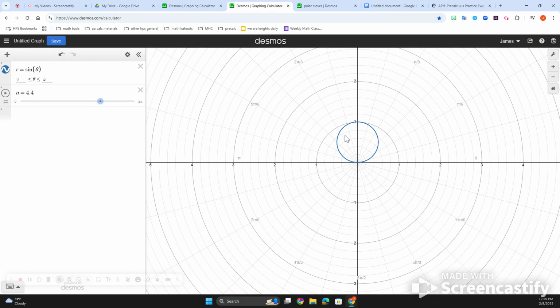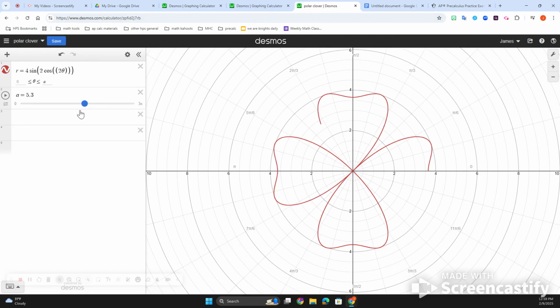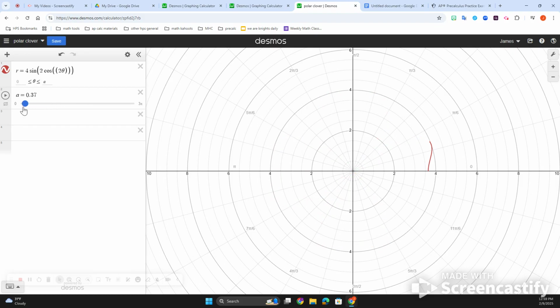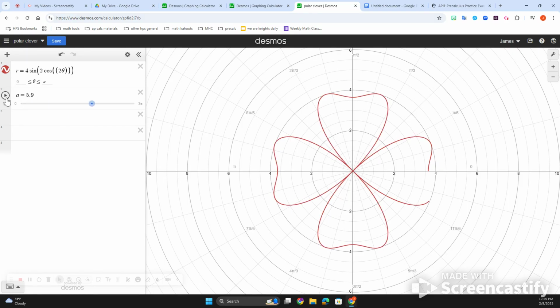Now, why is this useful to know? Well, not everything's quite so simple as sine. Here I've got r equals 4 sine of 2 cosine of 2 pi. So this thing is ridiculous, but we get this pretty clover shape. And keep in mind, as I move a back and forth, I'm just whipping around within my degrees. Now, if I want to, I could plug in pi over 2, 2 pi, all that stuff, but I'm not going to get a whole lot out of that.